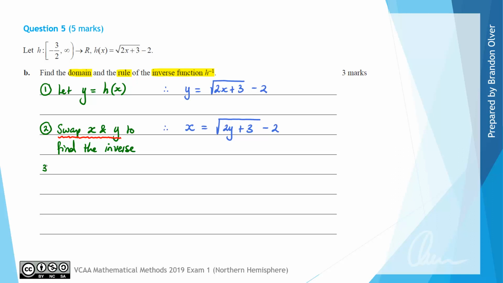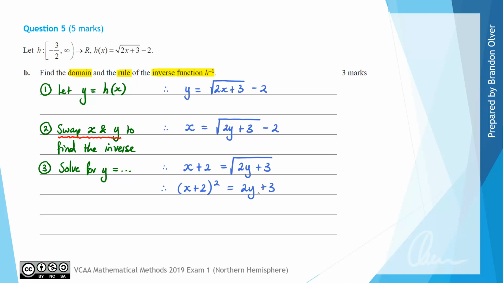Our third step is to solve for y. So to do that, I'm going to start by adding 2 to both sides of this equation. So we find that x plus 2 is equal to 2y plus 3, still under the square root sign. So next we want to square both sides so that we get 2y plus 3 by itself. So we're going to have x plus 2 all squared is equal to 2y plus 3.